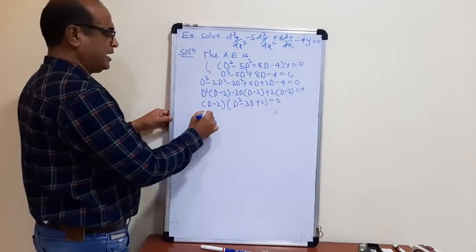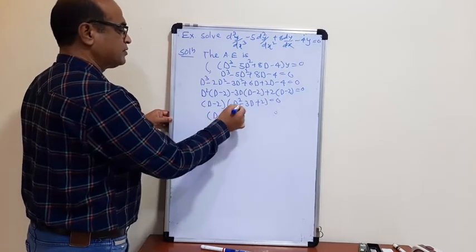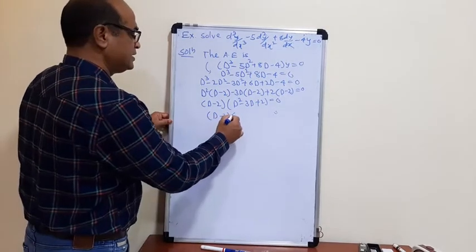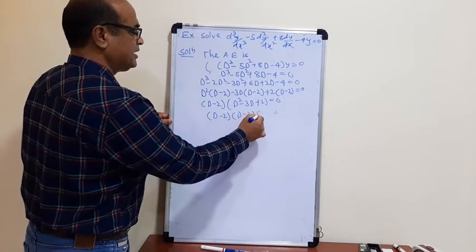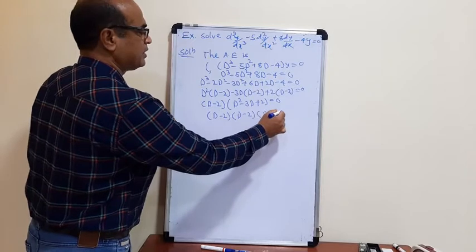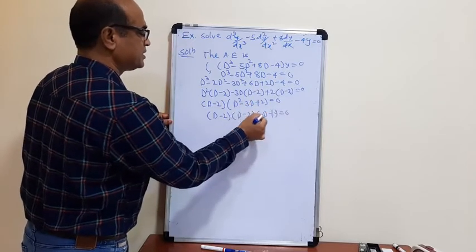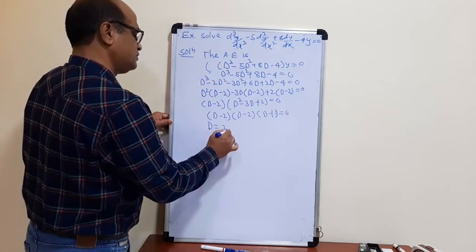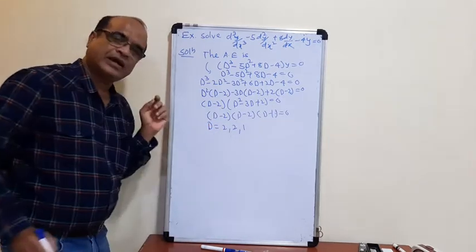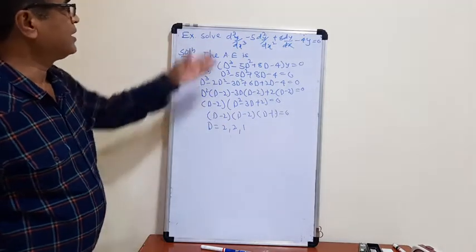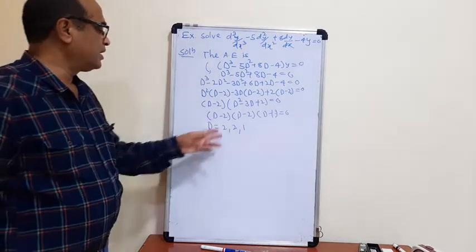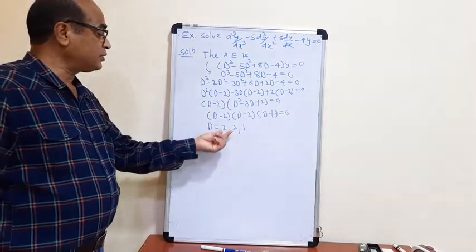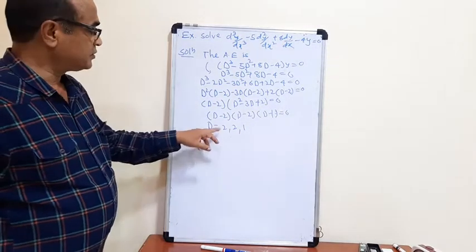So what are the roots of this equation, d square minus 3d plus 2? That is d minus 2, d minus 1 is equal to 0. Roots of this equation are these, and this is as it is. So d is equal to 2, 2, 1. There are three roots, a third degree equation, third order differential equation. The first root is repeated 2 times.